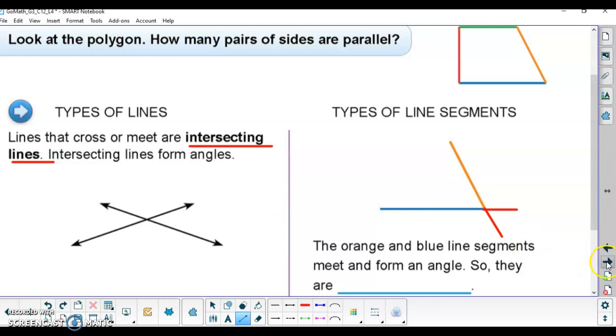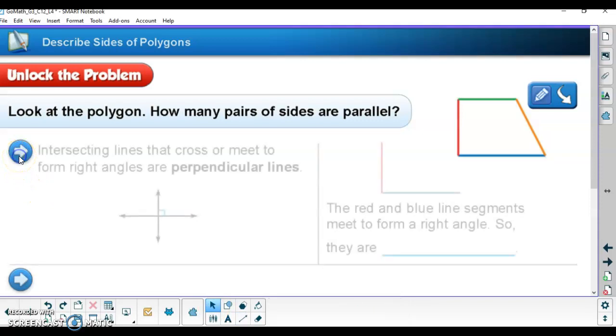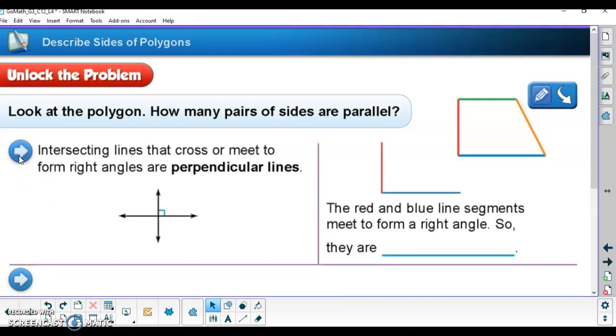Okay, so let's go on to our next page. Right here we can see that there is a type of intersecting line that meets at a right angle. Remember that a right angle is when we can make a square. If we draw lines going up and over, we make that perfect square right there. Those intersecting lines that form a right angle, those are called perpendicular lines.